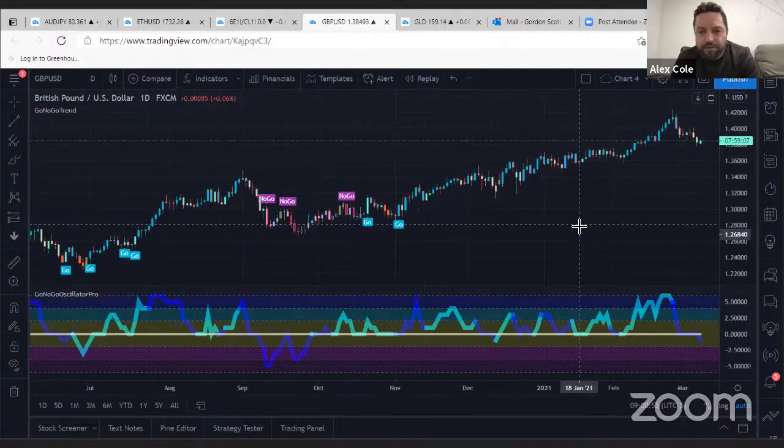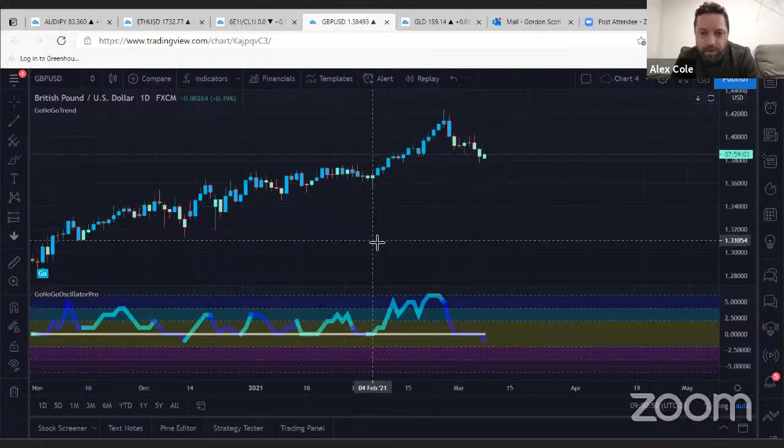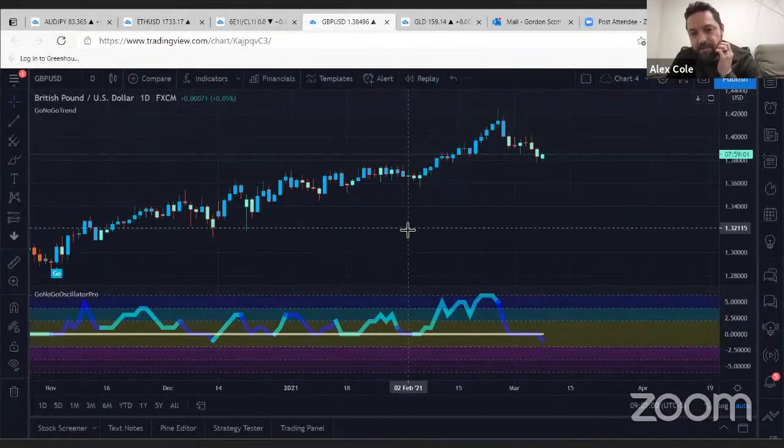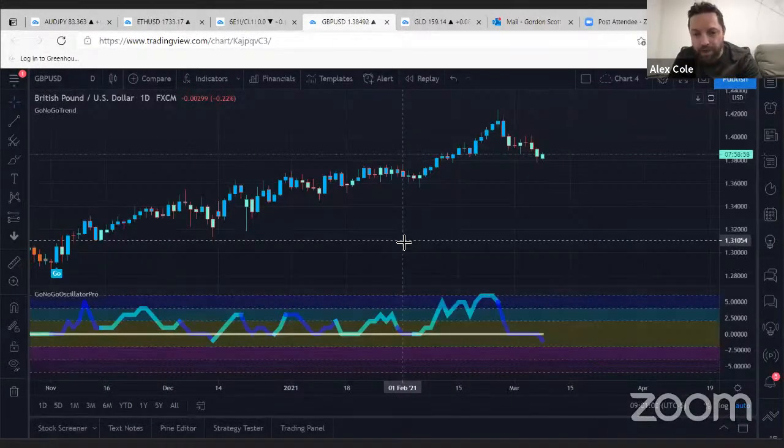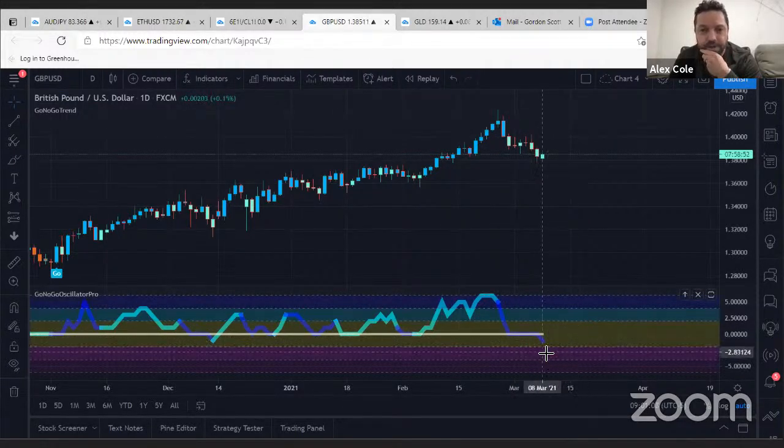So if you zoom in a little bit there, we've had this nice go run, and we pulled back. I was actually talking to my dad on the phone on Friday. It was riding the zero line there at the bottom after a pullback in that uptrend, and then it's just dipped, so it's struggling to hold the zero line. So we'll be interested to see where that one goes now.